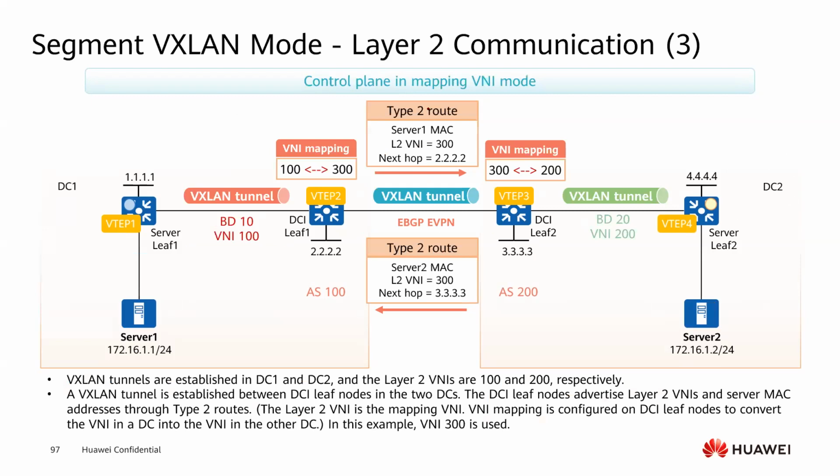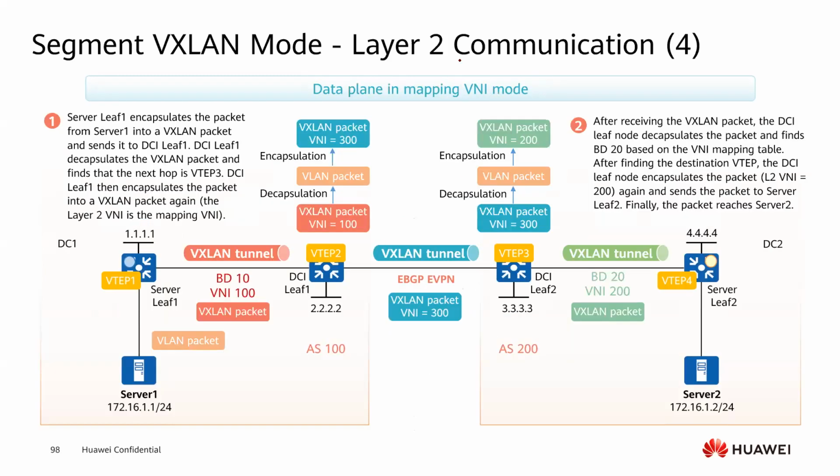So what is the mapping VNI mode? Mapping VNI mode means we will use another new VNI. For example, inside AS100 in DC1, for this segment we use VNI 100, and in DC2 in AS200 we will define a new VNI, 200, so it is different. But for communication with each other, we will use another new VNI. It is VNI 300. That is the mapping mode.